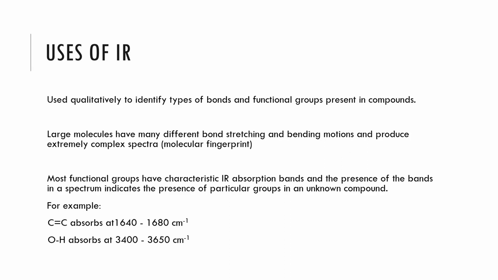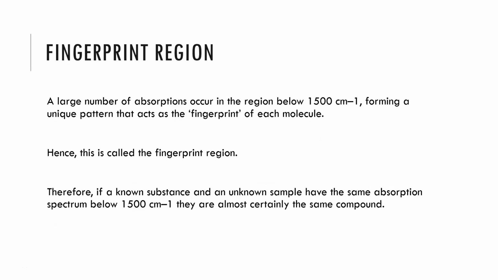in the IR spectrum. Most functional groups have characteristic absorption bands, so we can determine if there is a C=C present by looking for a peak between 1640 and 1680, or an OH at 3400 to 3650 would be characteristic of an alcohol. The fingerprint region, as I mentioned before, has a large number of absorptions. This is characteristic, like a fingerprint per molecule, so it can be used to help detect molecules, but we don't get much information from it.